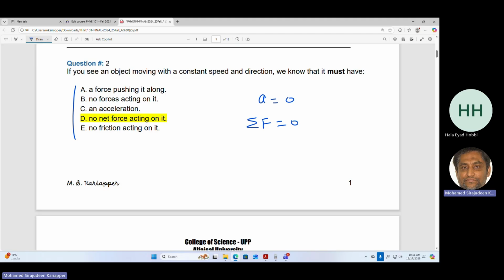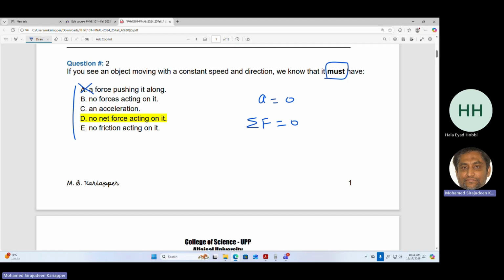The force pushing it along, you don't have to. It says must, right? So there may be more than one force, then the net force may be zero. But if you say there is a force pushing it along, then it will introduce an acceleration. If there is one force only, there will be acceleration. Acceleration means velocity will change. It will not be a constant velocity. That means this is wrong.